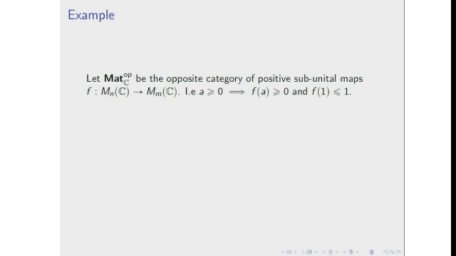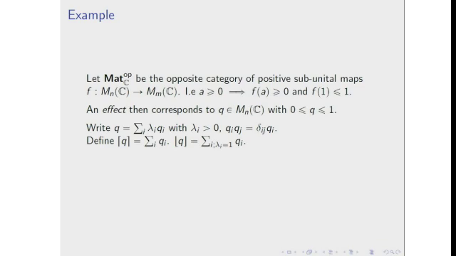So the example of what I want to talk about gets closer to what I mean by category theory. If I have the matrices over the complex numbers, and I'm taking the opposite category here again, they're just matrices that preserve the positivity of elements. So if I have a positive definite matrix, I want my maps to preserve this positive definiteness, and it should map 1 to something below 1, where 1 is the identity matrix. And then the effects, you can show that they correspond to elements of this algebra which lie between 0 and 1.